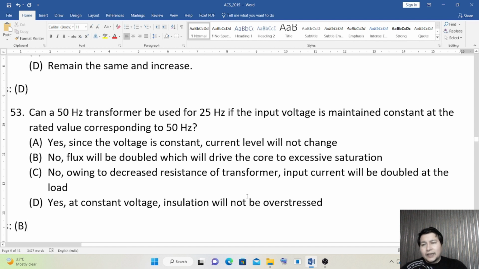Question 53. Can a 50 Hz transformer be used for 25 Hz if the input voltage is maintained constant at the rated value corresponding to 50 Hz? Option A, yes, since the voltage is constant, current level will not change. Second option, no, flux will be doubled, which will drive the core to excessive saturation. Option C, no, owing to decreased resistance of transformer, input current will be doubled at the load. Option D, yes, at constant voltage, insulation will not be overstressed.